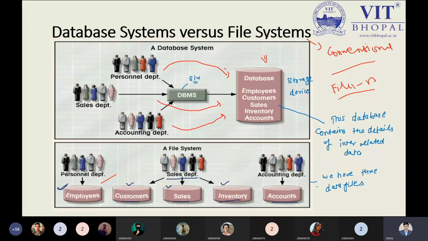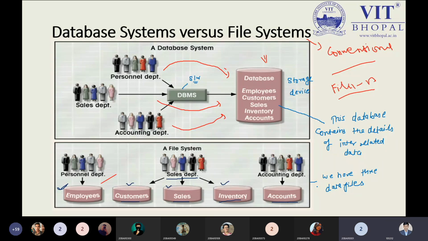You can easily see this by this diagram. And I have written some terms over here. This database contains the details of the interrelated data. Interrelated data we have to keep in mind. But in the case of the traditional file system, it does not contain the interrelations. That is a little bit of difference we have to understand. So these pictures will show the differences between the database systems versus the file systems. Now is it clear to all right now?